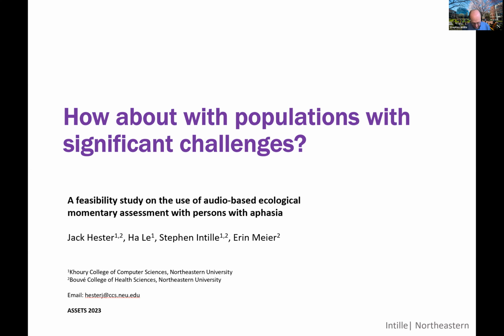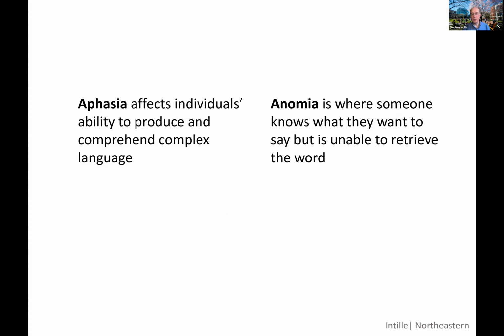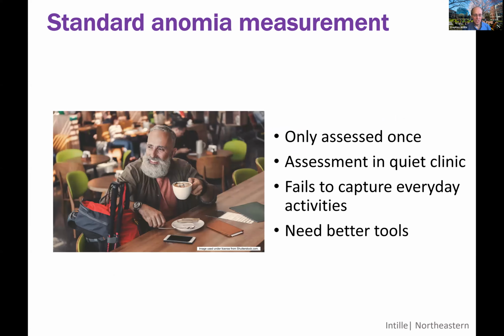The last thing here, I think in 3 minutes, I'll give you a flavor. We're also trying to do this in populations with very significant challenges. One that we've tried recently, in a very small feasibility pilot again, is persons with aphasia. Aphasia affects people's ability to produce and comprehend complex language, and anomia is where somebody knows what they want to say but is unable to retrieve the word. That's what persons with aphasia have.